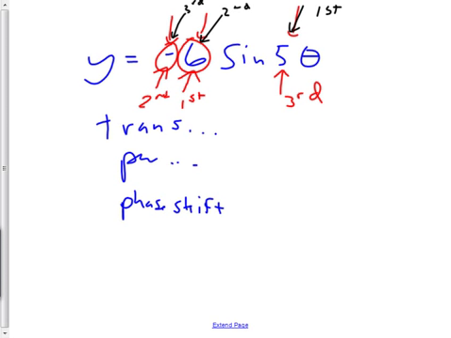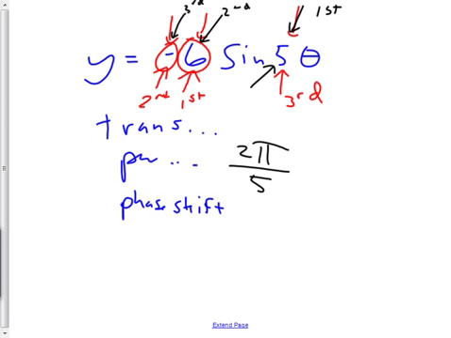All right? Next, the period. The period is 2 pi for anything that's signed, except if there's a b term. So it's 2 pi over b. What is the b term here? That is the b term, and so you go 2 pi over 5. So that's what the period of this thing is.